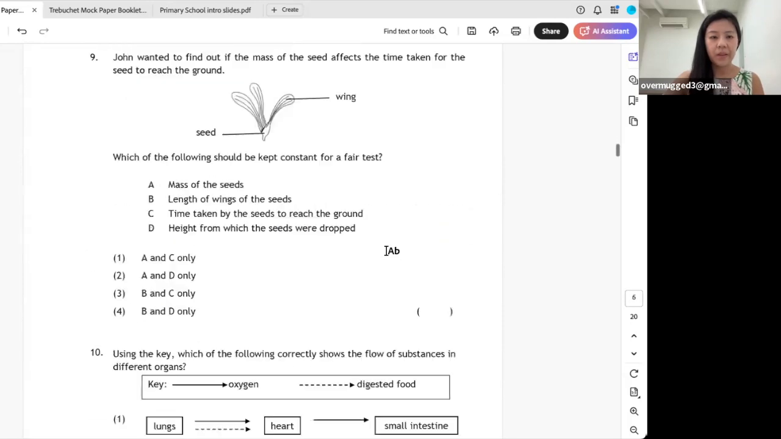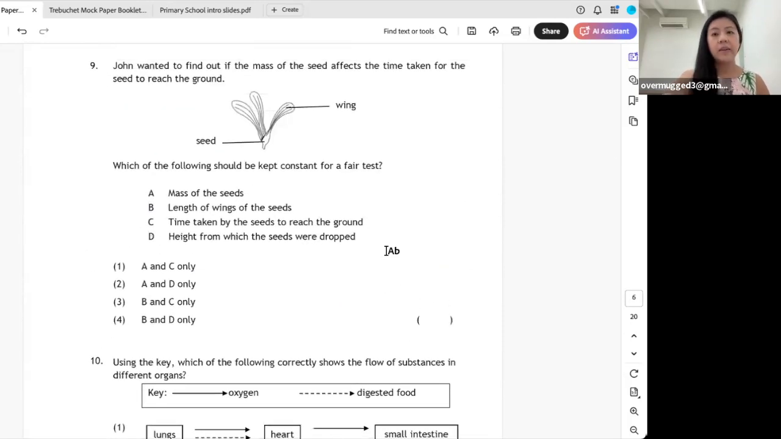Okay. Question 9 is an experiment question. Why do I say, or how do I identify straight away that it's an experiment question? It's because of the words "to find out". Most of the time, whenever you see the words "to find out if", "to find out whether", "to find out how", the statement that follows would be the aim of the experiment. In this case, it is if the mass of the seed affects the time taken for the seed to reach the ground.